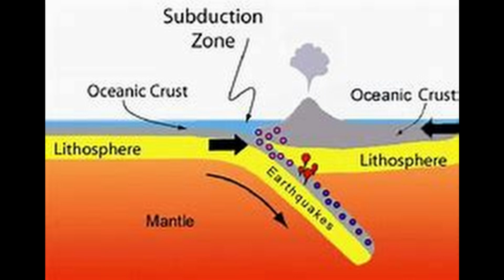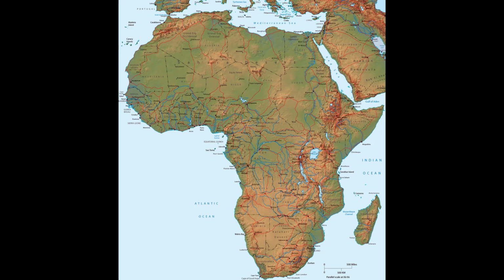This pushes the top plate up to create a volcano, and magma from the mantle can rise up through the volcano and burst out of vents. There's actually a third type of boundary called transform boundaries. This is where two plates slide past each other, though there isn't a good example of a transform boundary on the African plate.